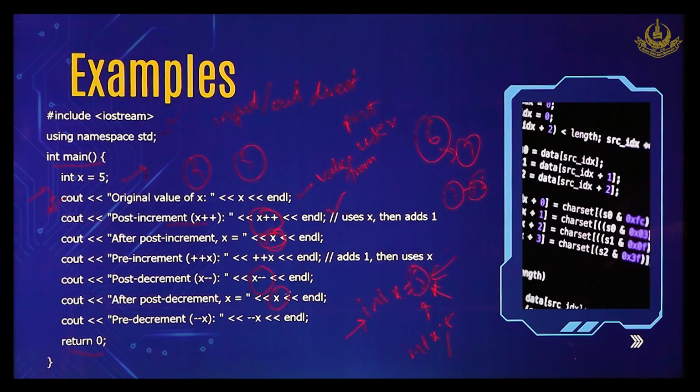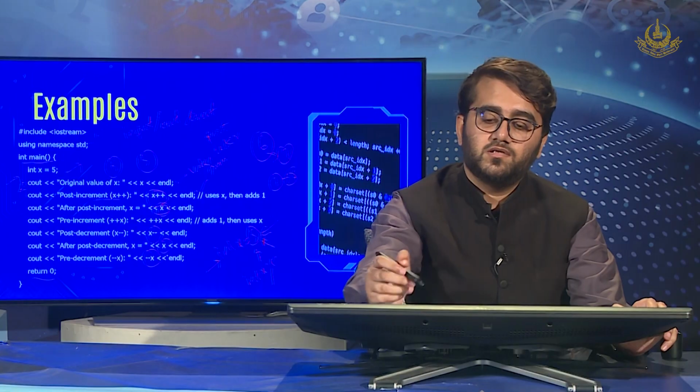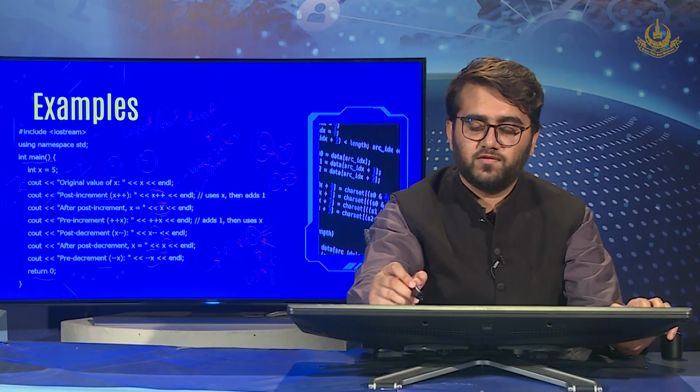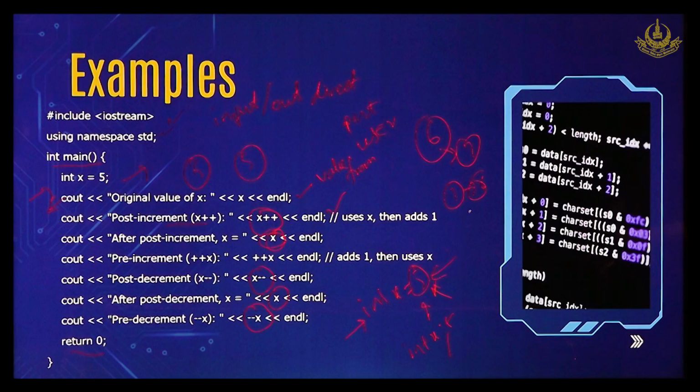Here we print the value and 6 will come. Now we are doing pre-decrement. When we do the pre-decrement, the value will change first. It will decrease by one, it will become 5, and then it will get printed. So that is how this program will work.